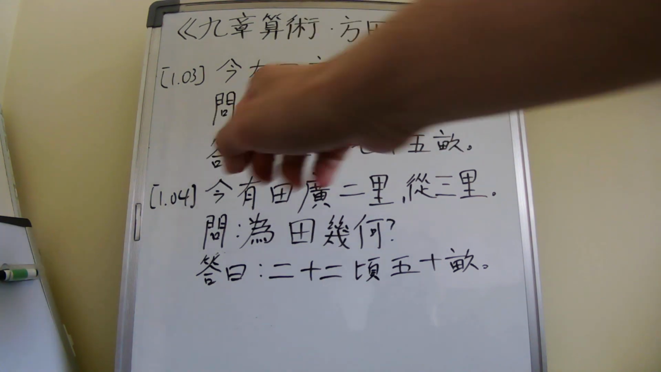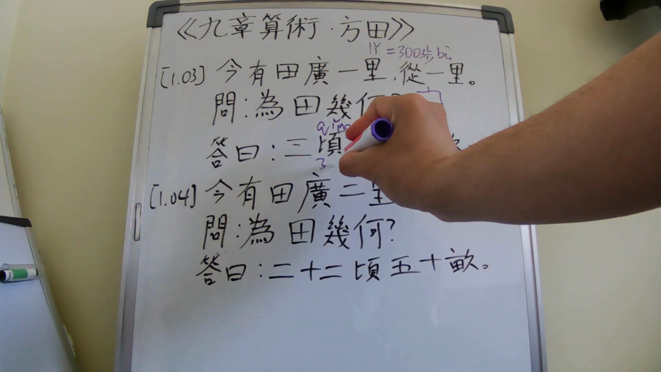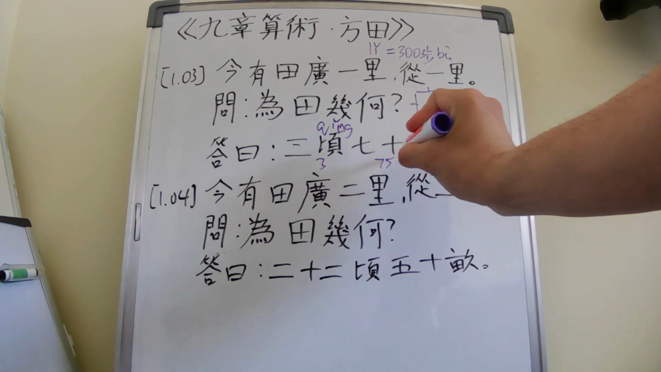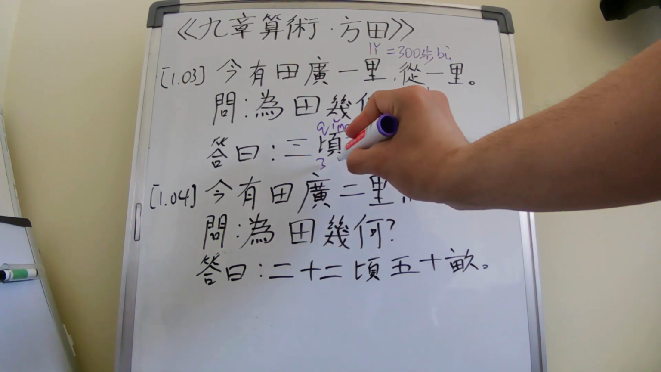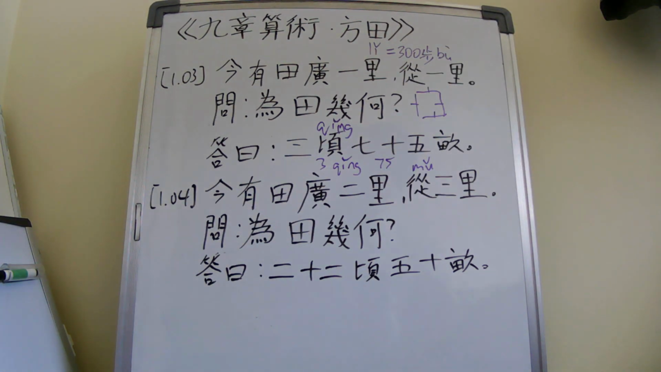What is the area? 答曰三顷75畝. So 3 of these, kind of like a Chinese hectare, and 75 acres, like Chinese acre. I'm going to write mu here. And qǐng. Okay, so that's what it translates to. And well, let's read the next one, 1.04.